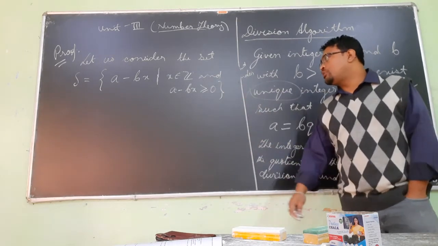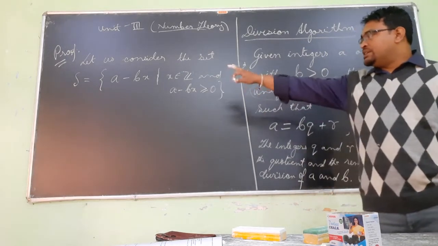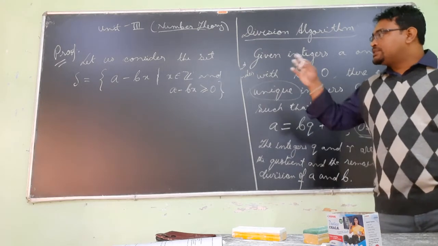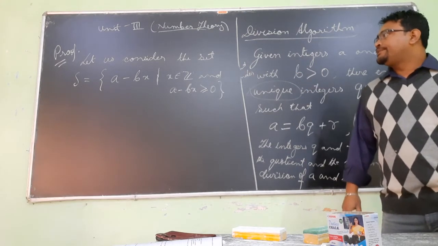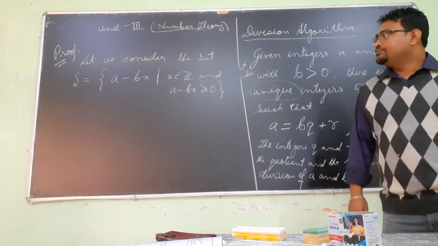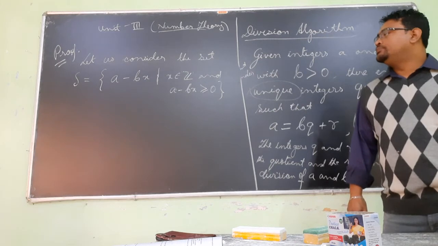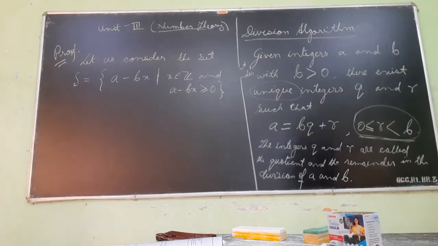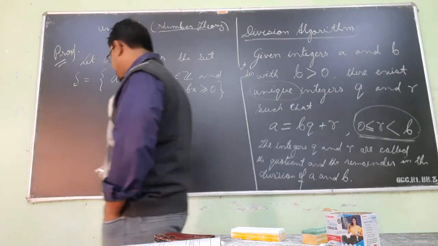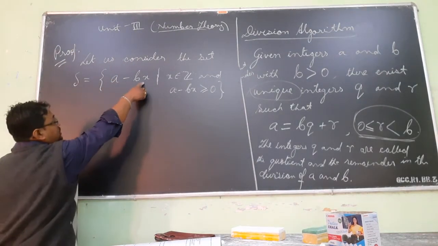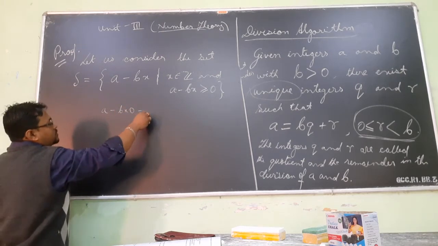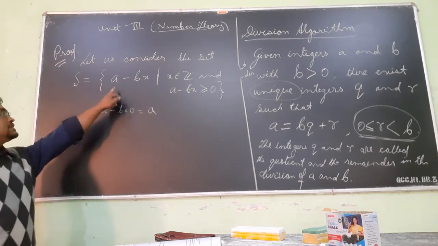How do we confirm this? Can you find out some elements here in this set? Try to find out some elements inside this set. Give at least one element inside this set. See, if you take x equal to 0, then a minus b into 0 is equal to a. Is it an element inside this set?